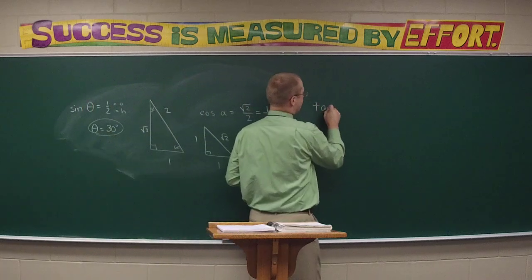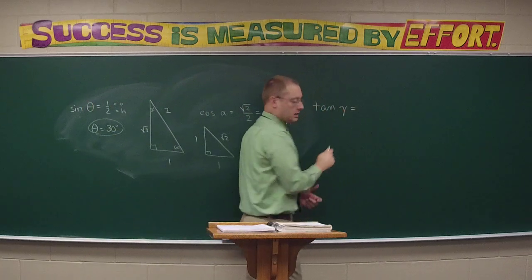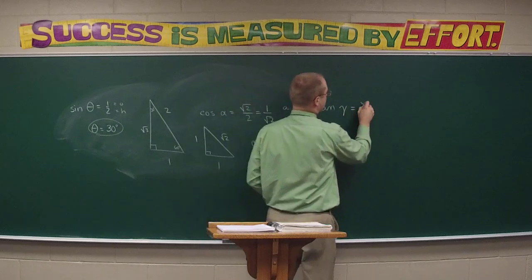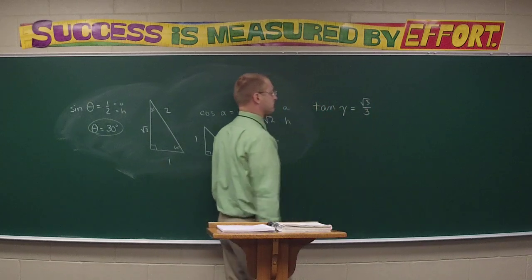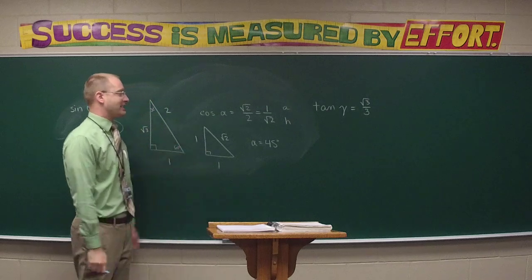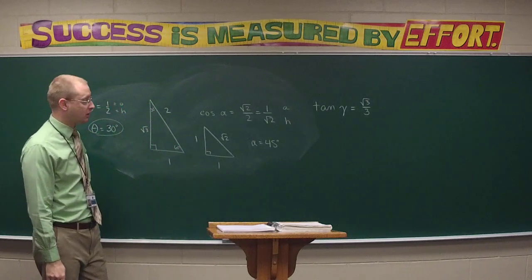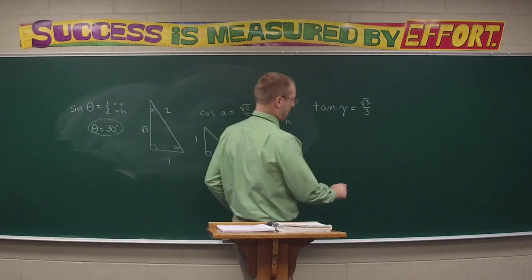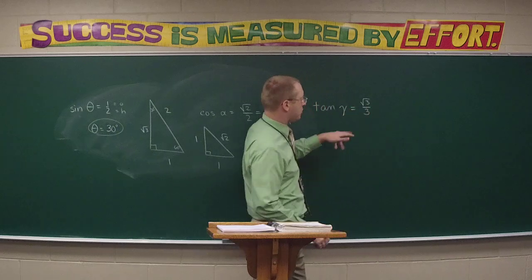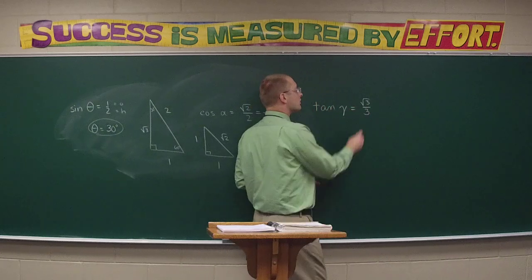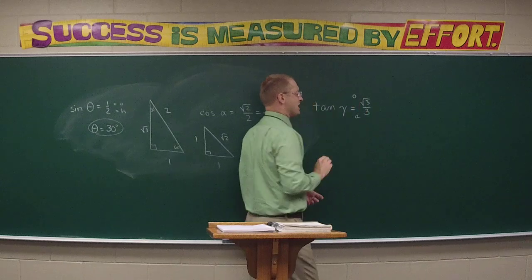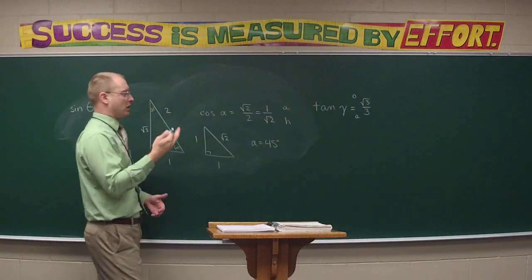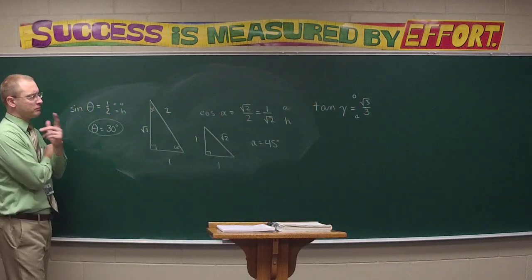Suppose we know that the tangent of gamma is square root of 3 over 3. Thoughts on how I would find gamma? Square root of 3 is in the 30, 60, 90. Okay, so tangent's what over what, though? Opposite over adjacent. Do we have legs of square root of 3 and 3 in a triangle?